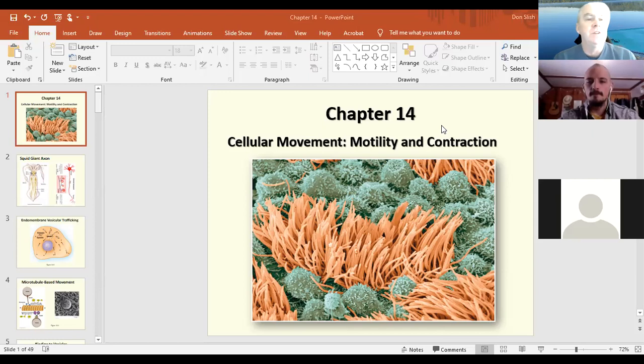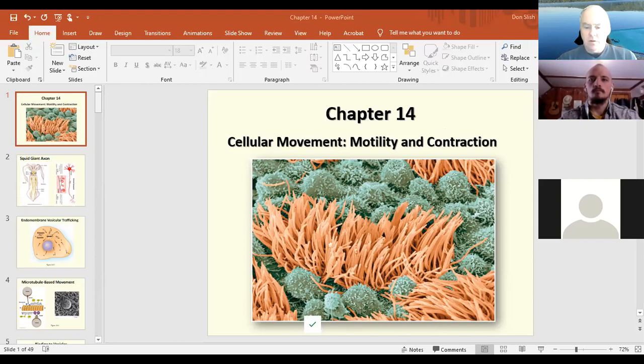Okay, so we've got two different types of movement. You've got movement based on microtubules and movement based on microfilaments. There are two different kinds of microtubule-based movements, and we'll start out talking about those microtubule movements.